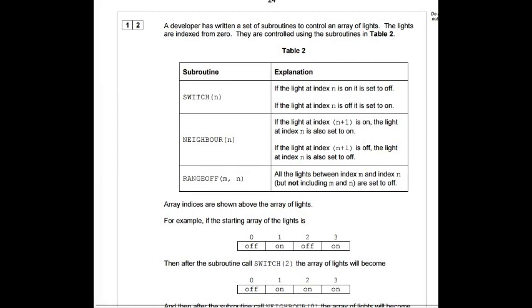So, number 12, developers have written a set of subroutines to control an array of lights. The lights are indexed from 0. They are controlled using the subroutines in table 2: switch, neighbor, range off. So you've got the array indices. They're shown in the array of lights.